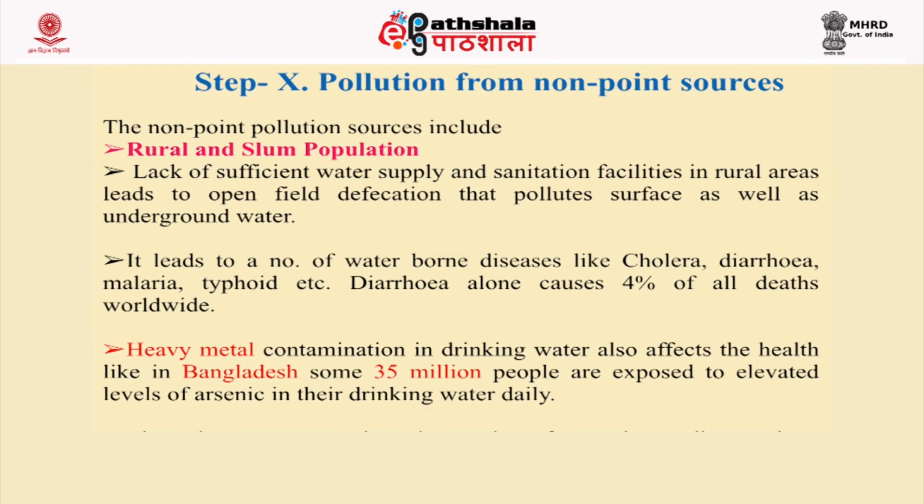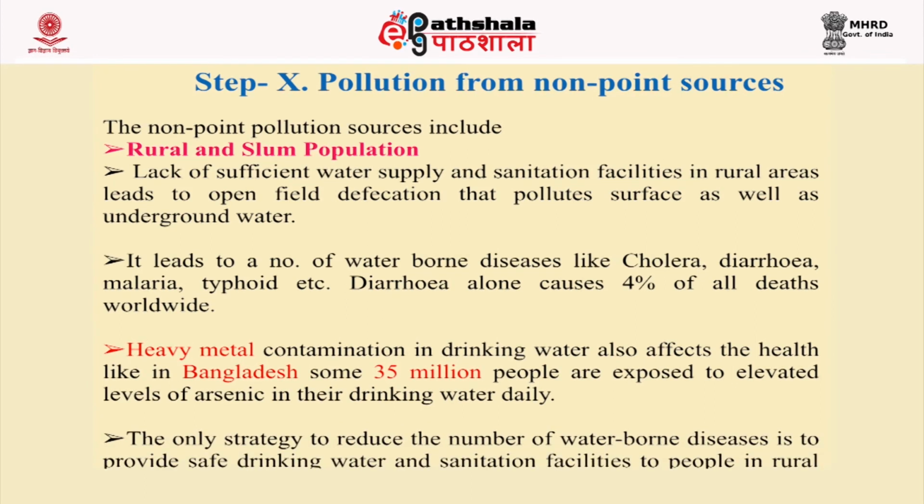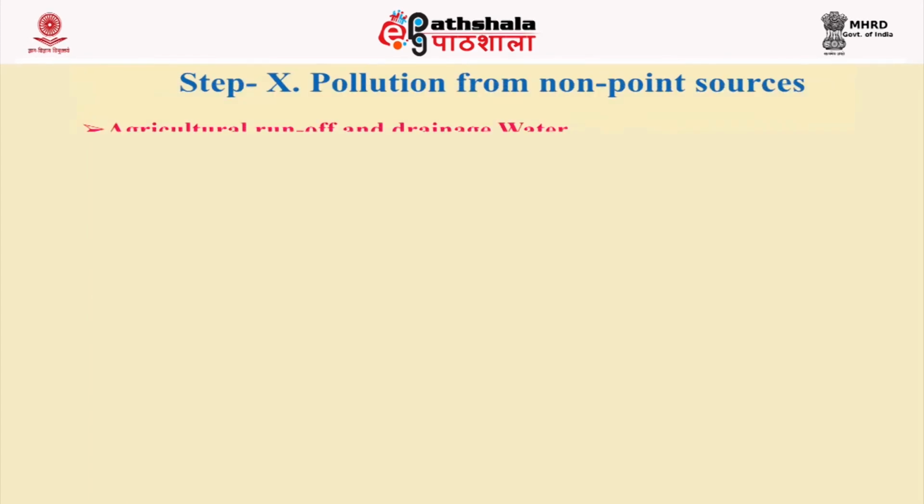Heavy metal contamination in drinking water also affects the health of people, like in Bangladesh, where some 35 million people are exposed to elevated levels of arsenic in their drinking water supply. The only strategy to reduce the number of waterborne diseases is to provide safe drinking water and sanitation facilities to people in rural as well as urban areas. Second non-point source is agricultural runoff and drainage water.